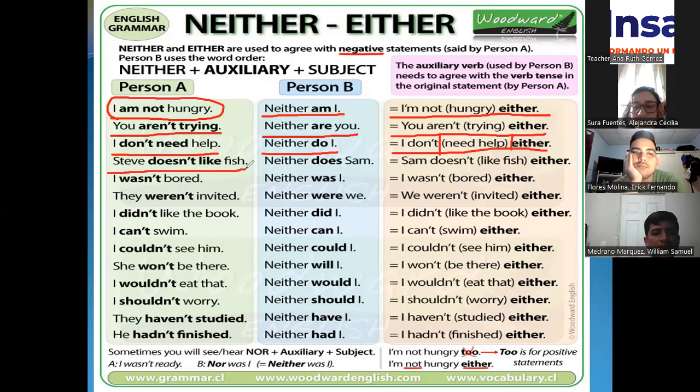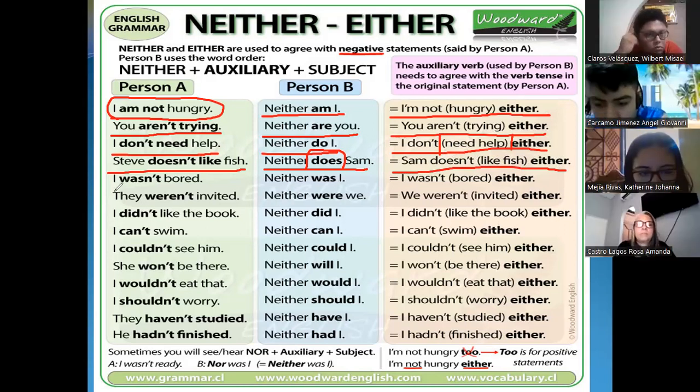Steve doesn't like fish. Neither does Sam. This is when you talk about another person. Pay attention. Neither does Sam. Or, William? Sam doesn't either. Sam doesn't either, or doesn't like fish either. You can say all the information or not.